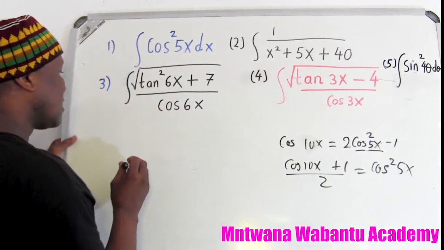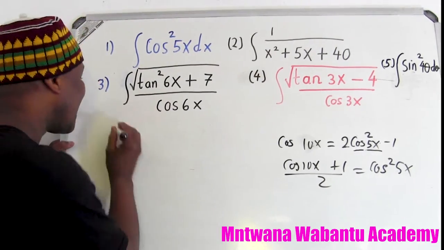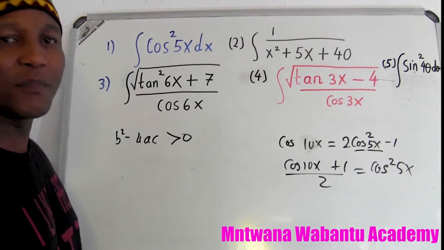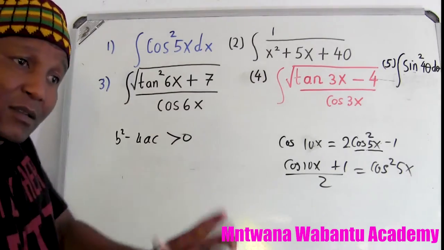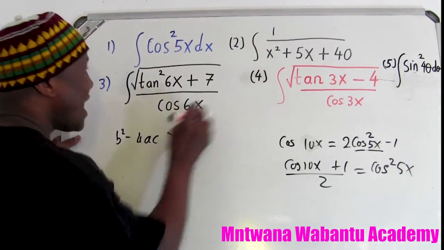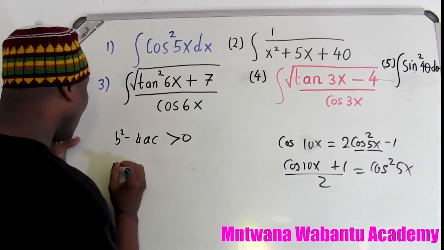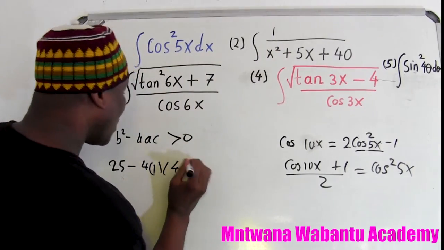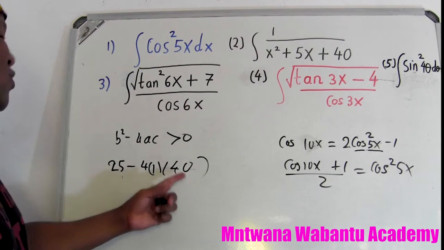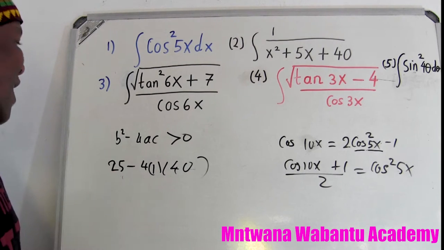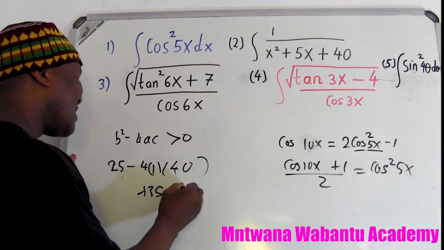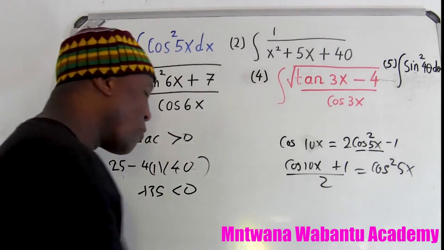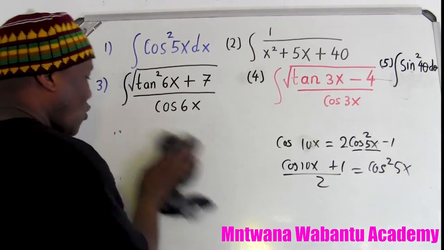Now, to test this, for the roots to be real, b squared minus 4ac must be greater than 0. If it's less, we cannot factorize. Here b is 5, so 5 squared equals 25, minus 4 times a, which is 1, times c, which is 40. So 25 minus 160 equals negative 135, which is less than 0, not greater than 0. So in this case you cannot factorize. The only way is by completing the square. So now let's complete the square.